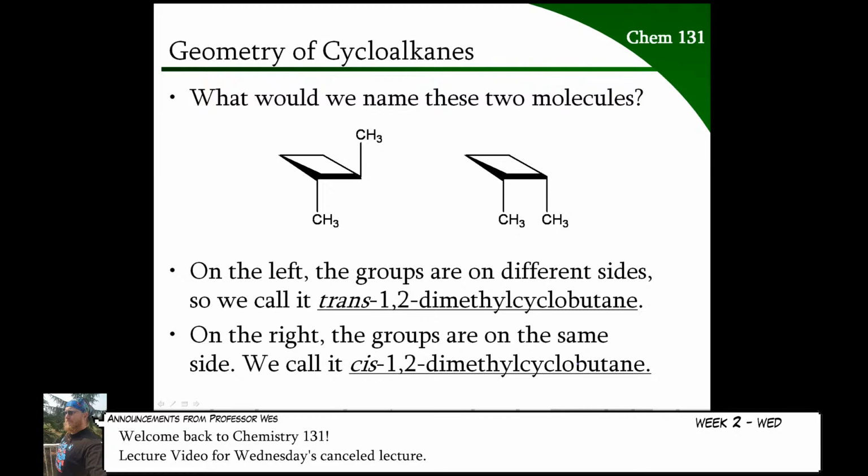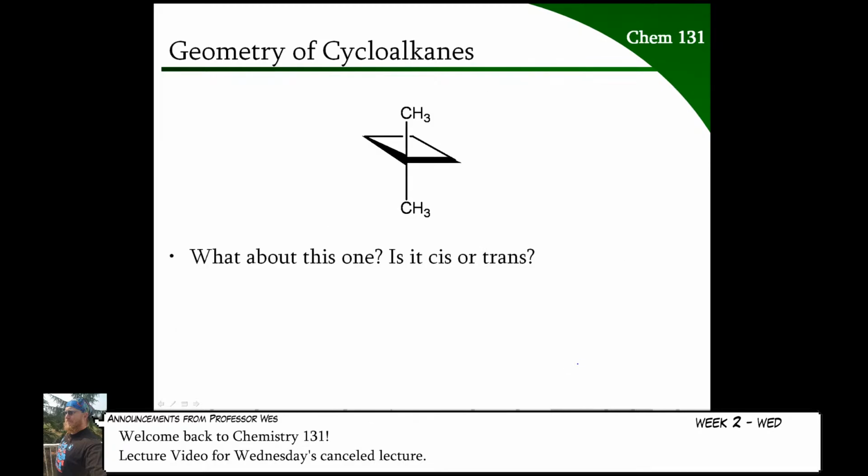All right, let's do a different example here. What would I call this? Is this cis or trans? Or can you think of a different sort of consideration, I guess? Let's write down our group numbering. So obviously everything is at position 1. So I'm going to write this 1,1-dimethylcyclobutane.